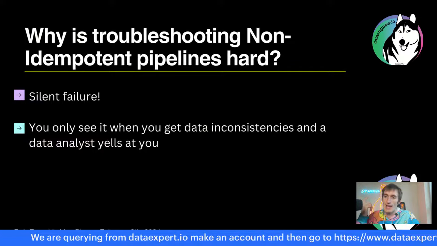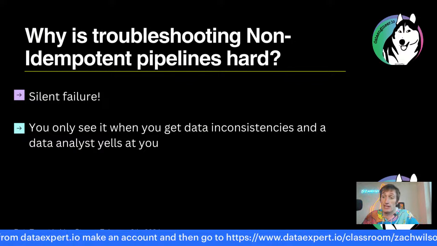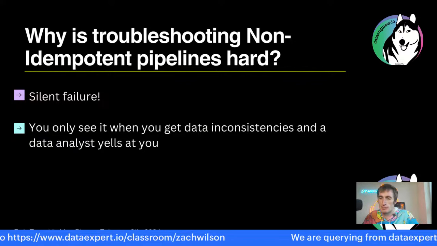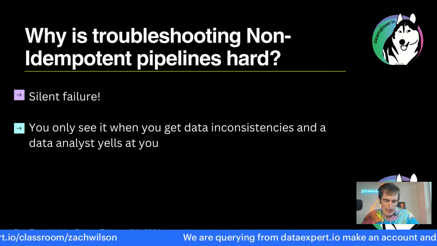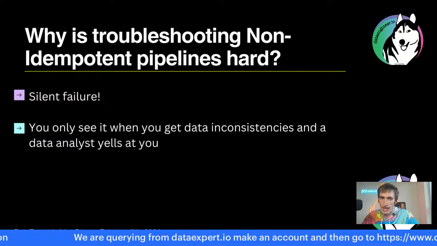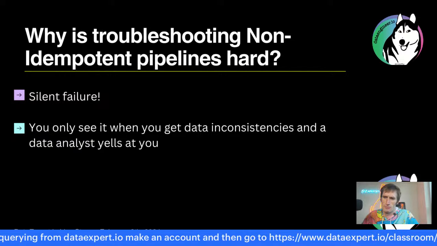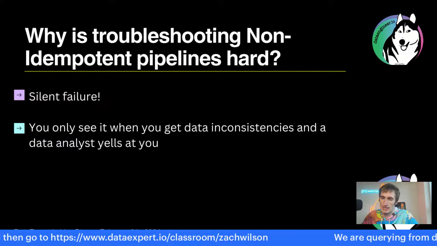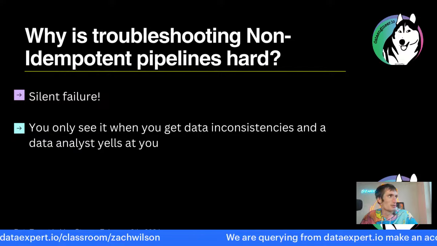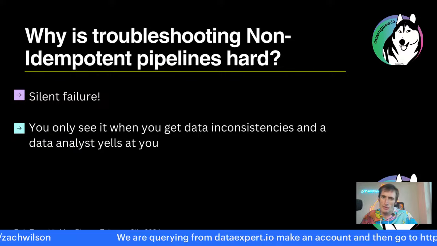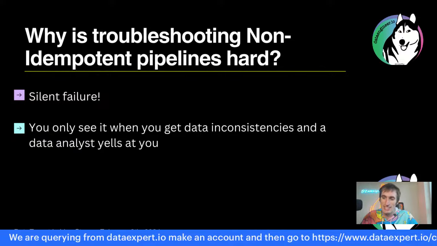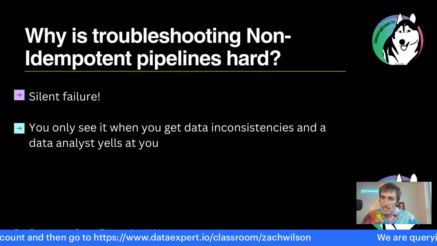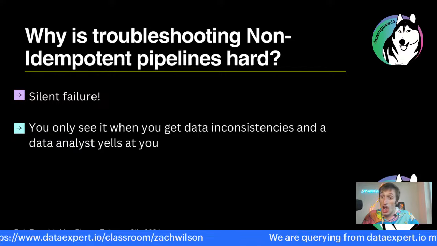So why is troubleshooting non-idempotent pipelines hard? Think about it this way: say you are running a pipeline in production and then you find an error, and then you backfill because you want to fix a data quality bug. That actually changes the data because your pipeline isn't idempotent, and so your backfill data does not match your old production data. Even though you fixed a quality error, you have different inconsistencies in your data now because your pipeline is not idempotent.